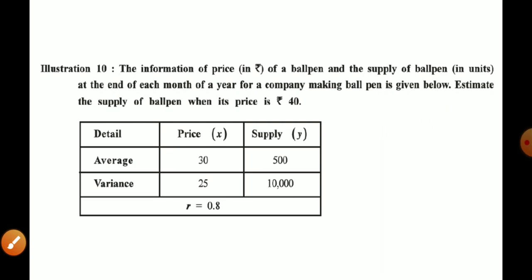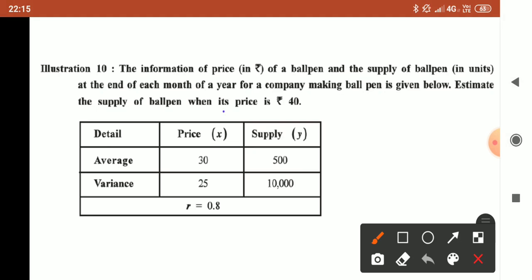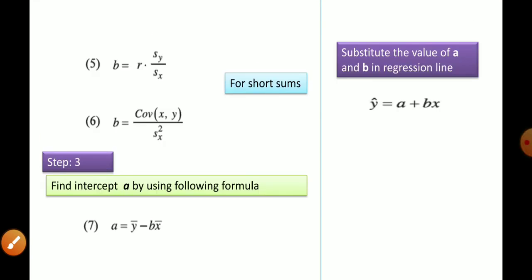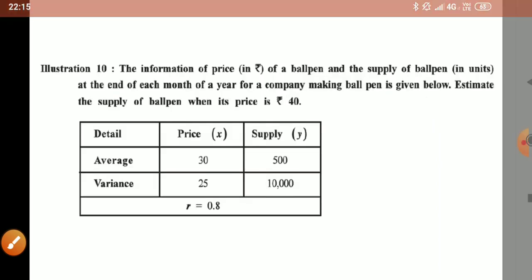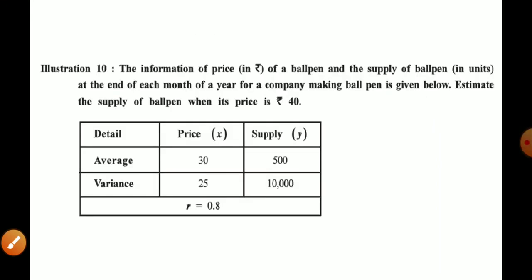Here one sum is there. Information is given on the supply of ball pen at the end of the month of the year for a company making ball pens, as given below. Estimate the supply of ball pen when the price is 40. When the price is 40, that means at the end you have to keep the value of 40 in place of x. Here in x we will keep the value 40 at the end.